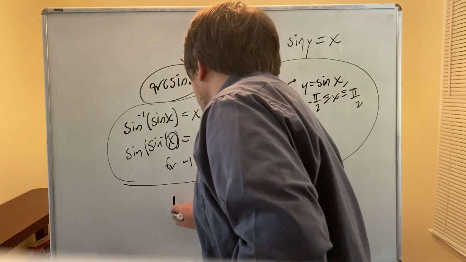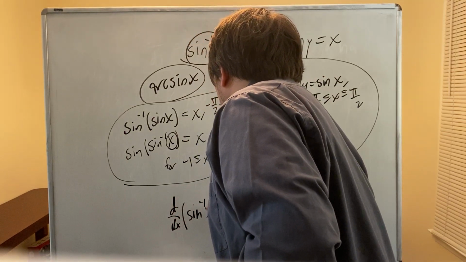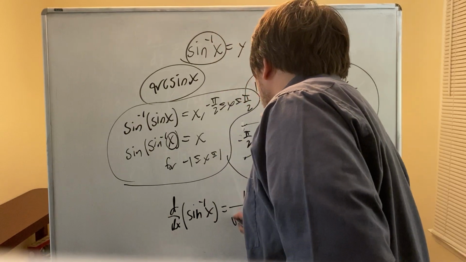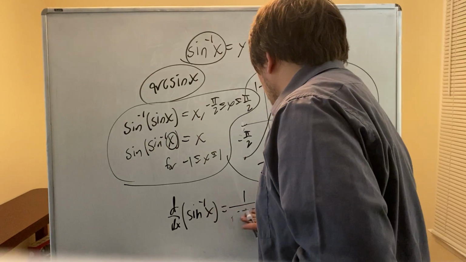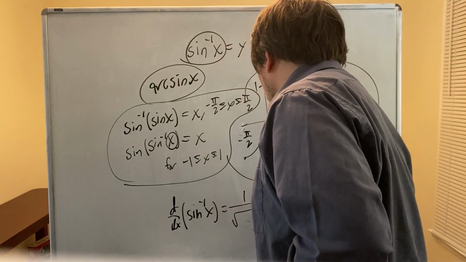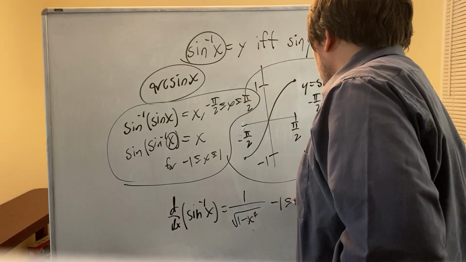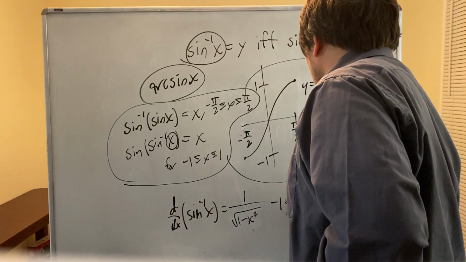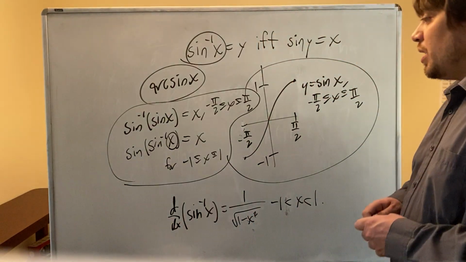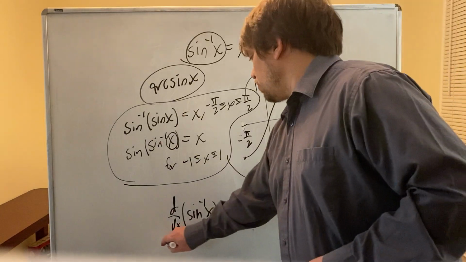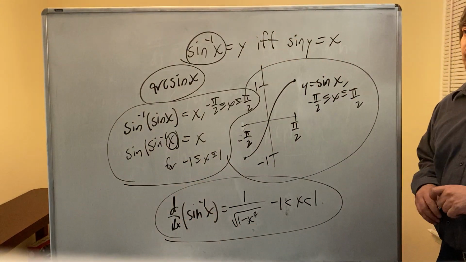Now, if you take the derivative of sine inverse, d dx of sine inverse x is equal to 1 over the square root of x squared minus 1. Oh, sorry, 1 over the square root of 1 minus x squared. And this is only for -1 less than x less than 1. So this is what I would say about sine inverse.